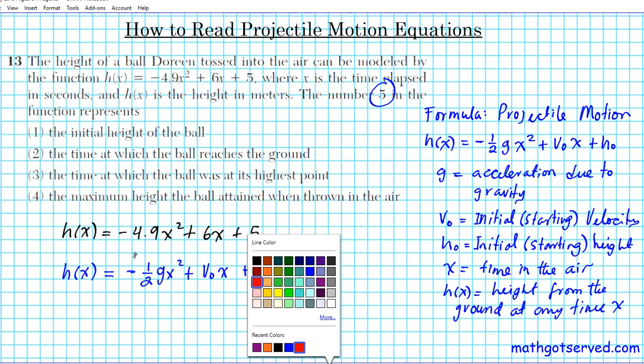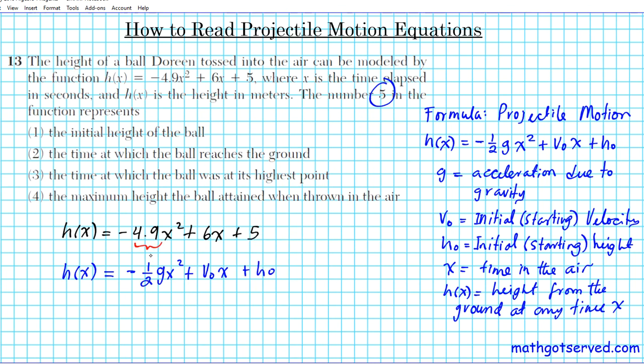So we can see that 4.9 is basically half of the acceleration. So 1/2 g is 4.9. We can see that 6 is your initial velocity. The coefficient of x is your initial or starting velocity. The coefficient of x squared is half of the acceleration due to gravity, and the constant is h sub 0. Alright, so we can clearly see that h sub 0 equals 5. And what is h sub 0? We specified it here. It's the initial height.